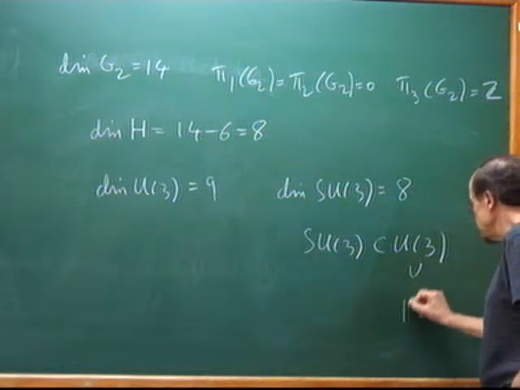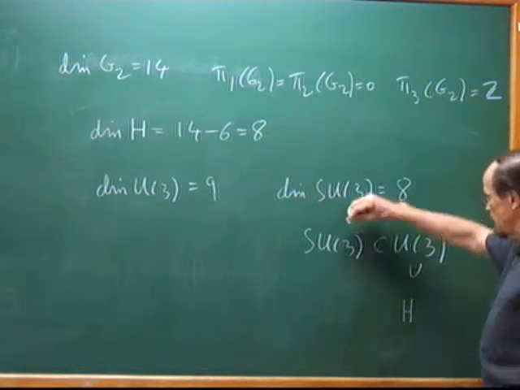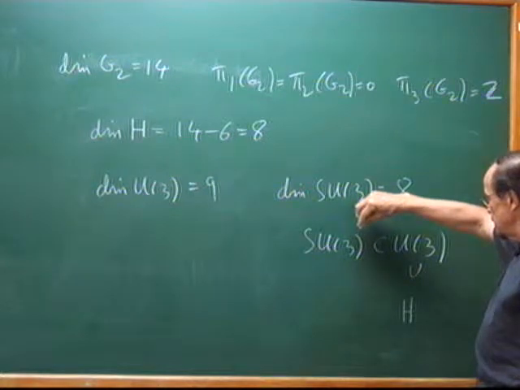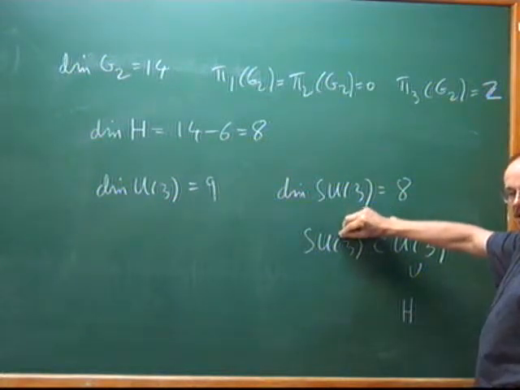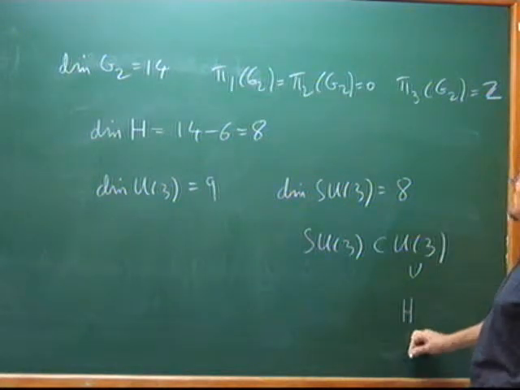Here sits H. I want to claim that if I can show that it lies in here, then they must be equal to each other for dimension reasons. H is also connected.